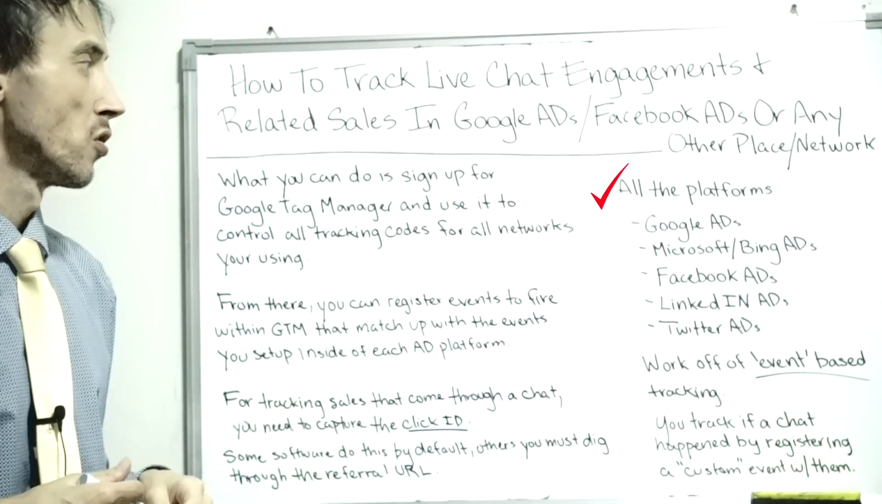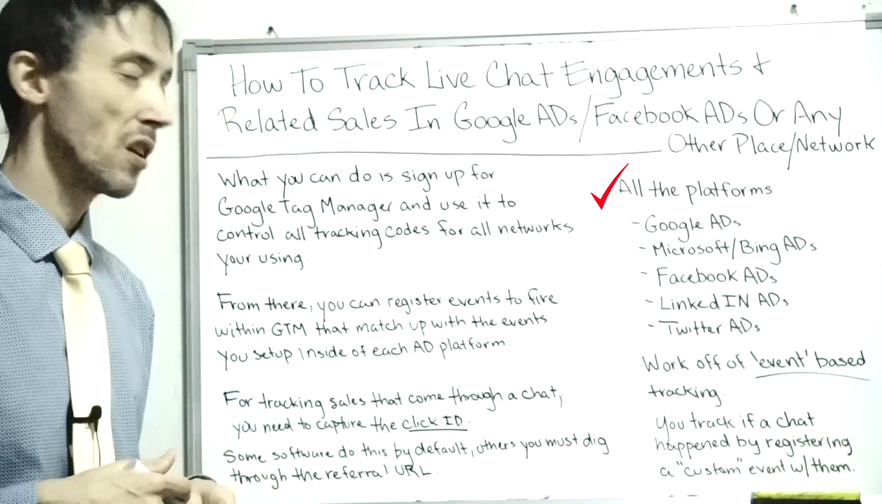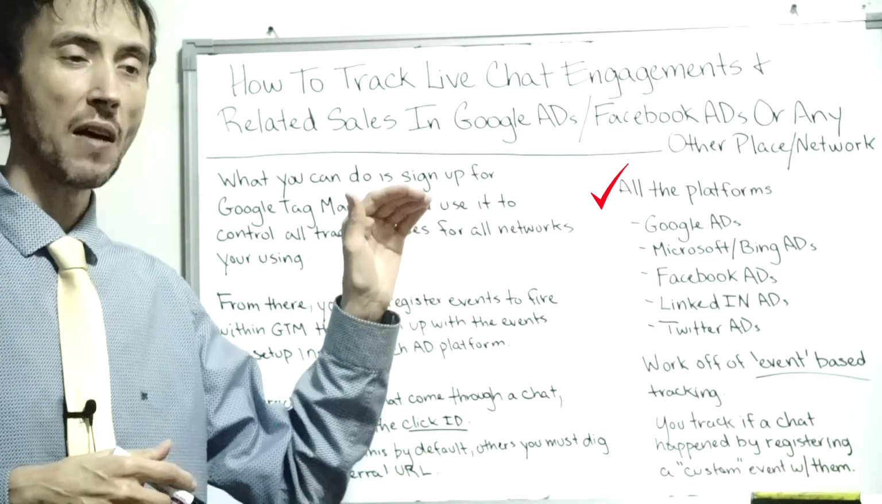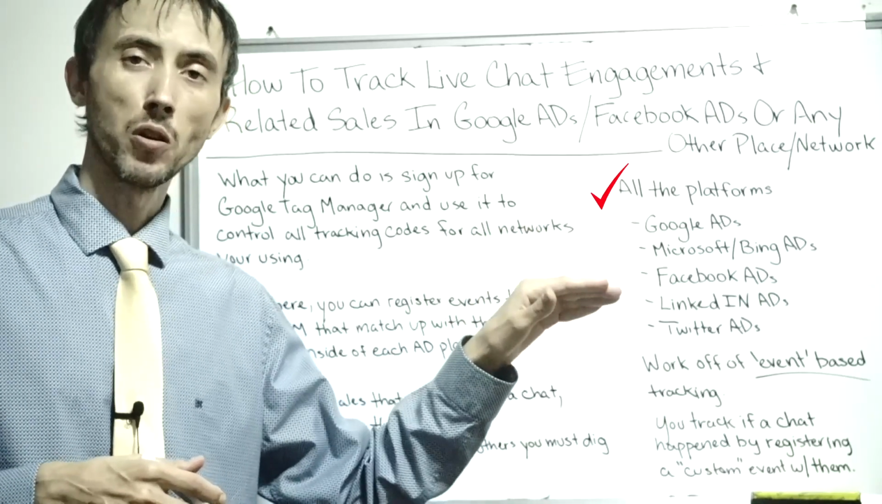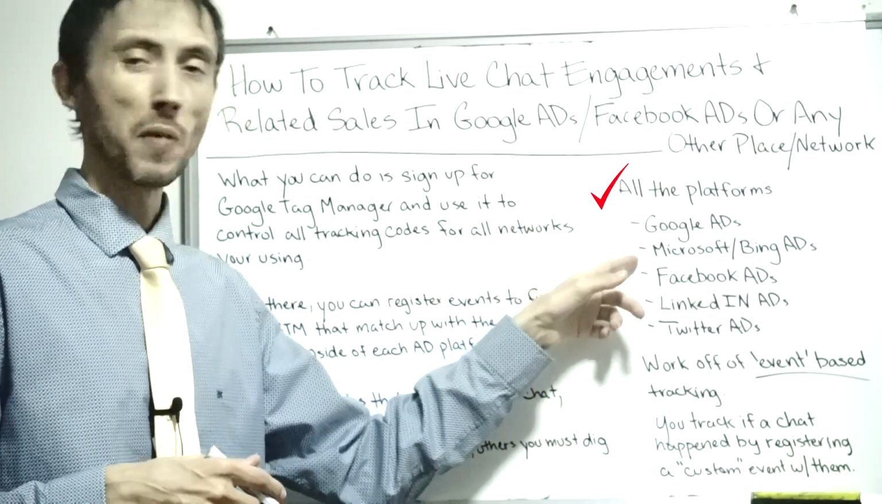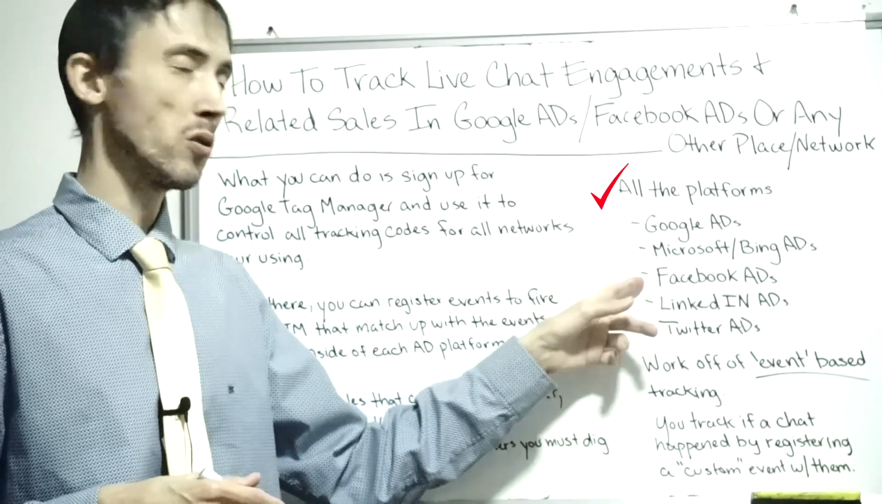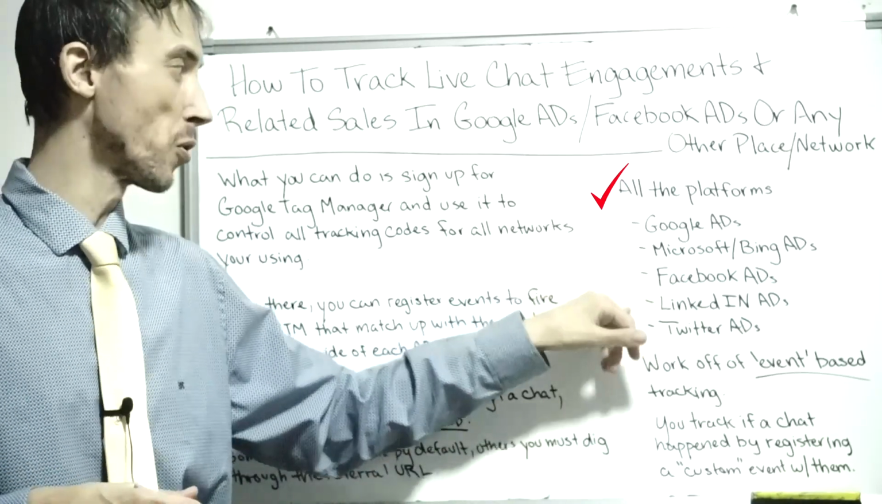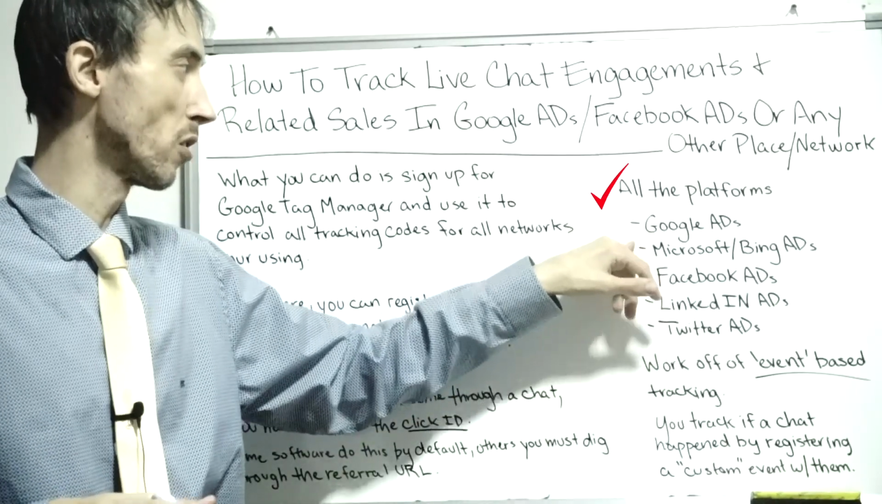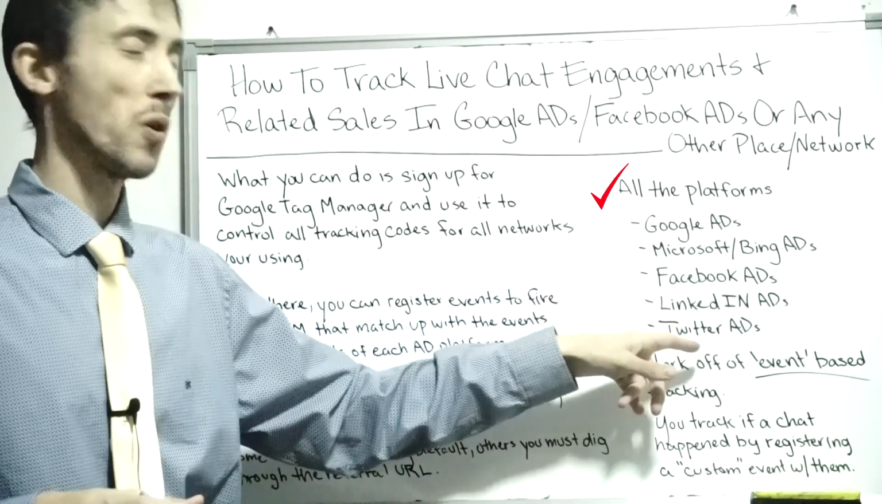So the chat program sometimes will have a spot inside the chat program that says, here's the user's Google Click ID, or here's the user's Microsoft Click ID, or here's the user's Facebook Click ID. They all have the same name. It's Facebook Click ID, Microsoft Click ID, Google Click ID, LinkedIn Click ID. Twitter's a little bit different.